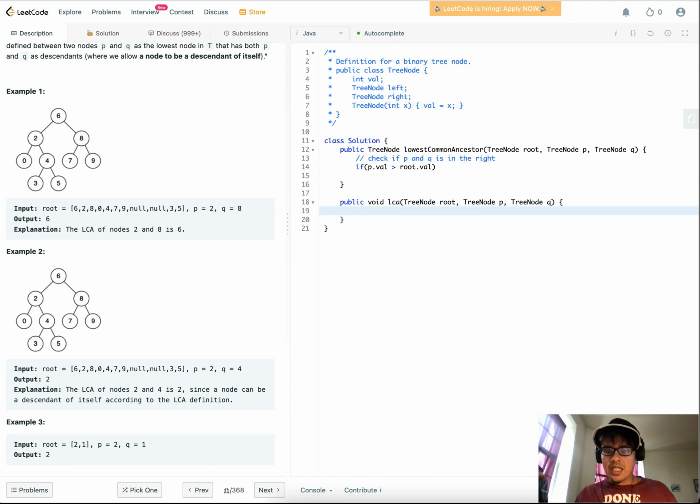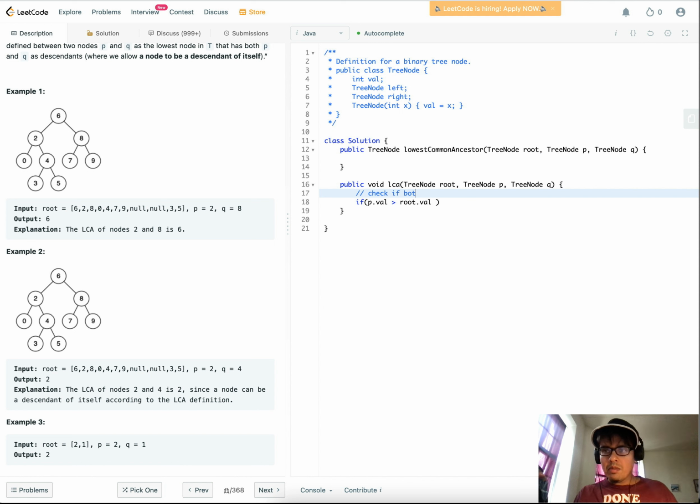Val is greater than root dot val. So check if both nodes are in the right tree, and q dot val is greater than root dot val. So now we're checking if the nodes are in the right subtree. That's important, both nodes. So we haven't found a divergence point yet.